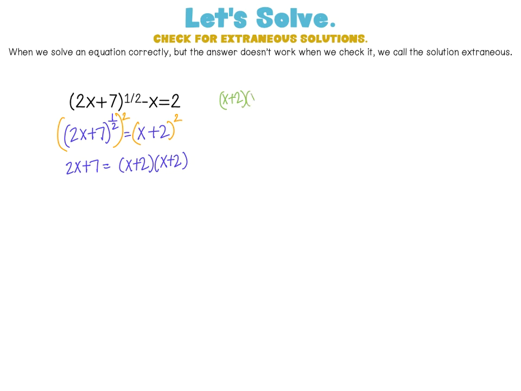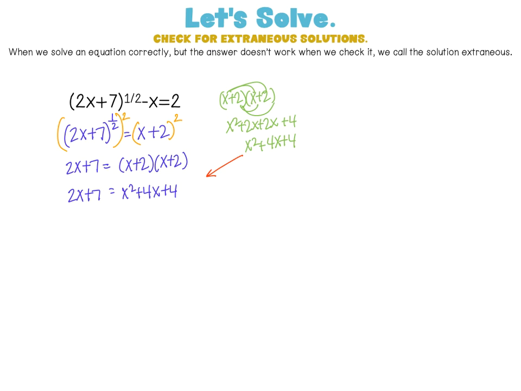So I'm going to come to the side. I will FOIL everything out and combine my like terms. Let's go back over here and see what we've got. We've got the 2x plus 7 on the left and my FOILed out polynomial on the right.